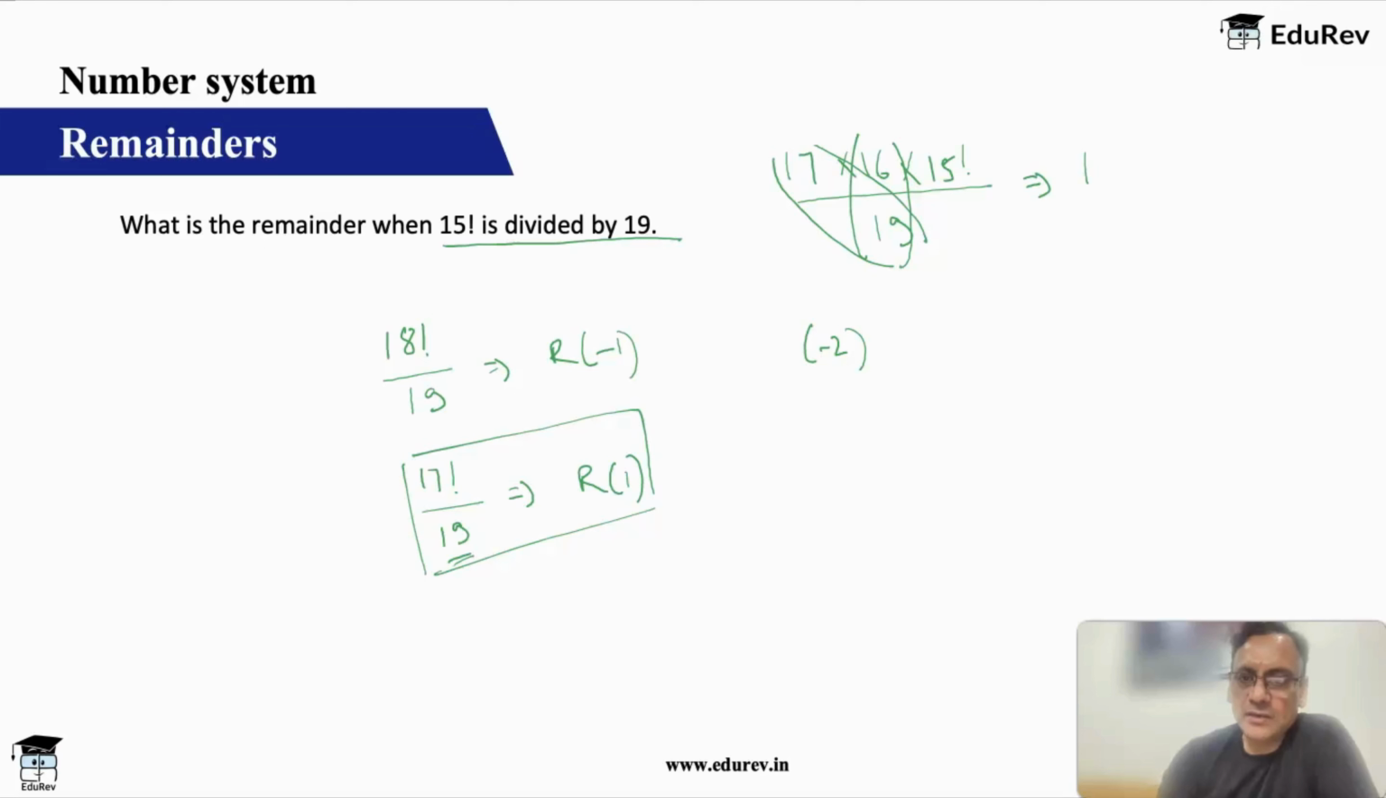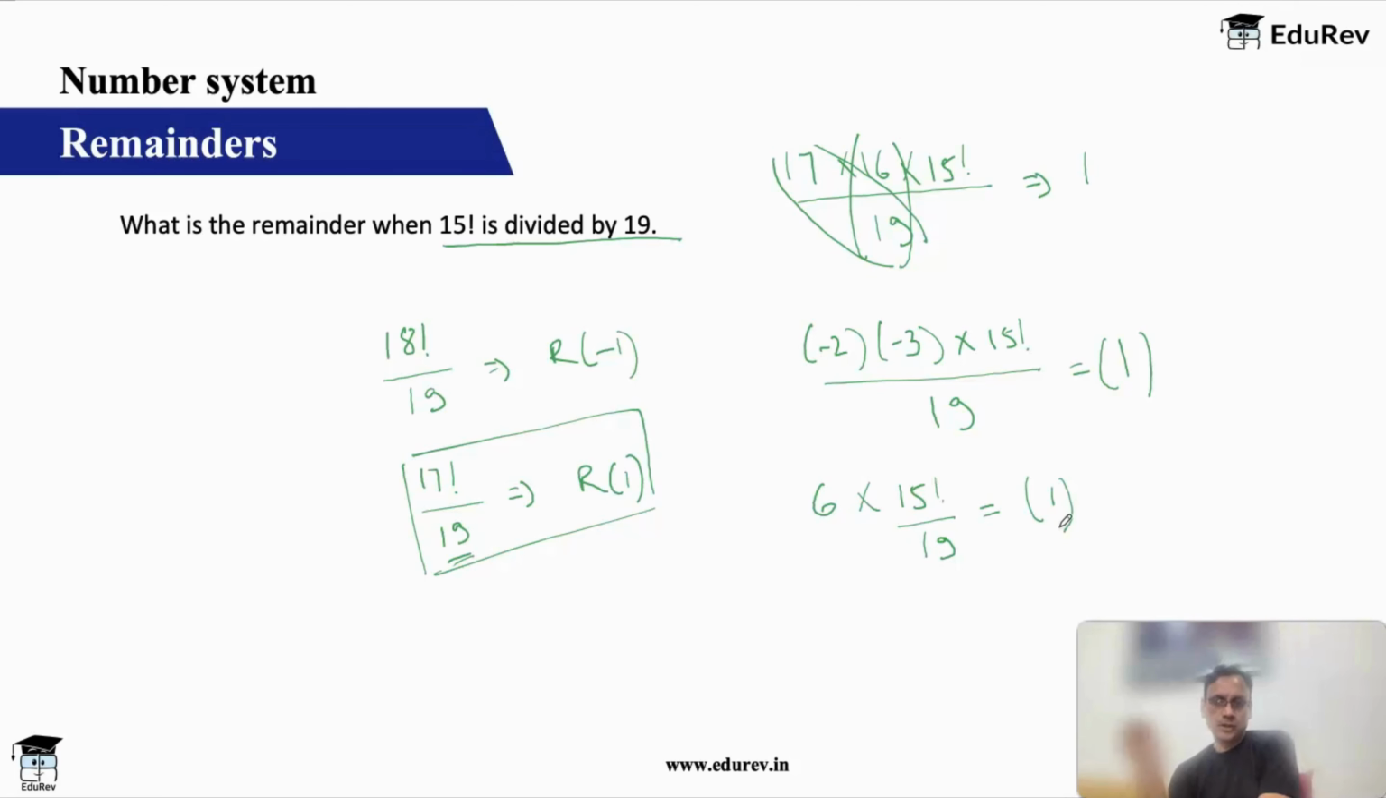16 divided by 19 will give me a remainder of 16, or -3. And then 15 factorial divided by 19. Net, the product of these remainders is going to be 1. This is the remainder that I already know. Now -3 into -2 into -3 is 6. So 6 into 15 factorial upon 19 is equal to a remainder of 1.